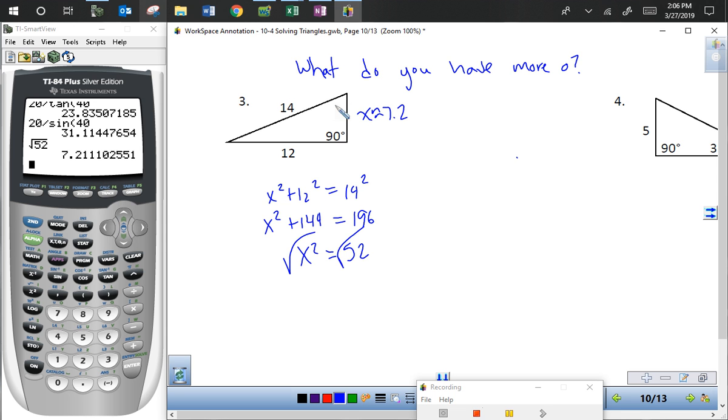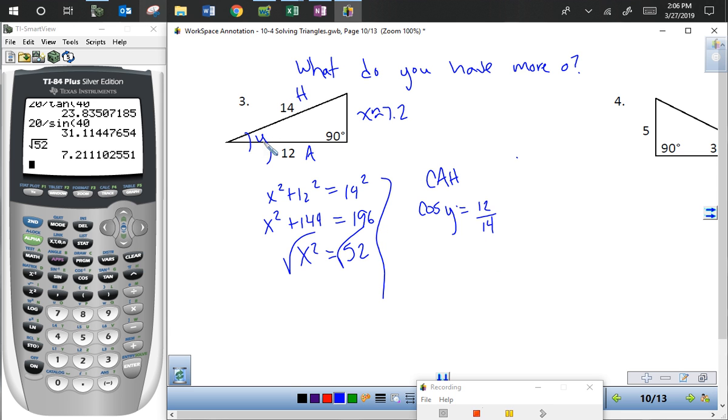Sides are done. For y, you just pick an angle. It doesn't matter which one, but mark it and label your sides based on that. Again, we don't want to use this 7.2, this decimal that we came up with, if we can avoid it. We can, because this 12 is adjacent and this 14 is hypotenuse, so we can use the CA in SOHCAHTOA. So that means cosine of y equals adjacent 12 over hypotenuse 14.